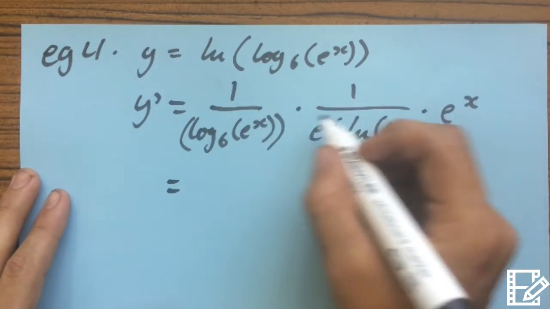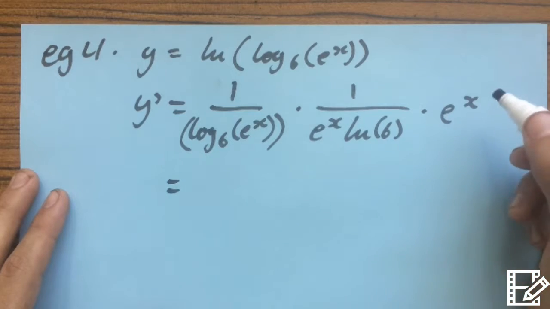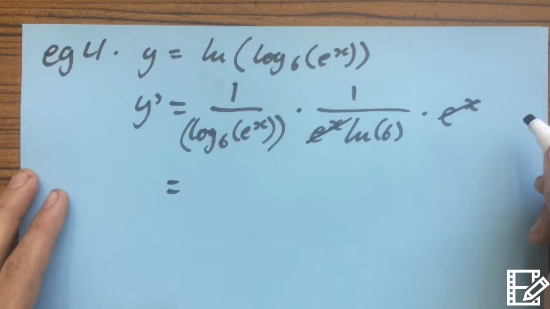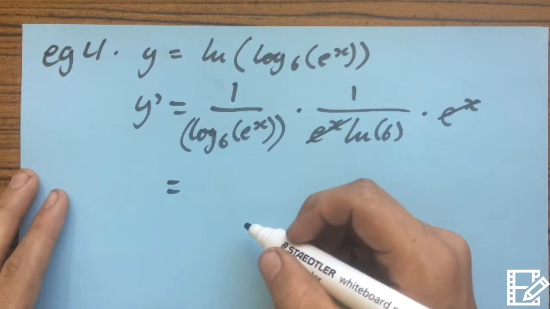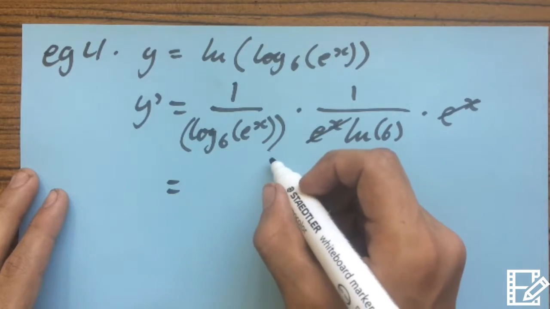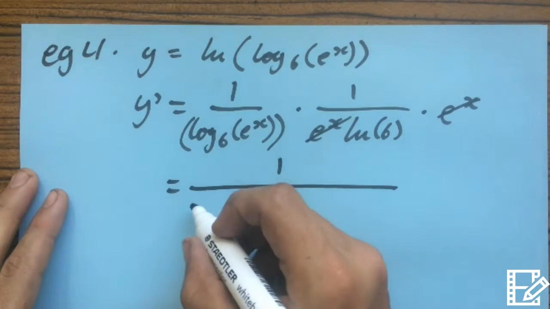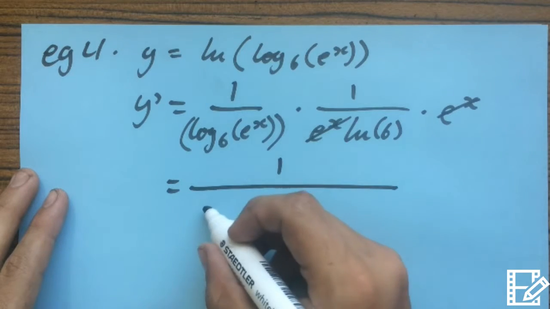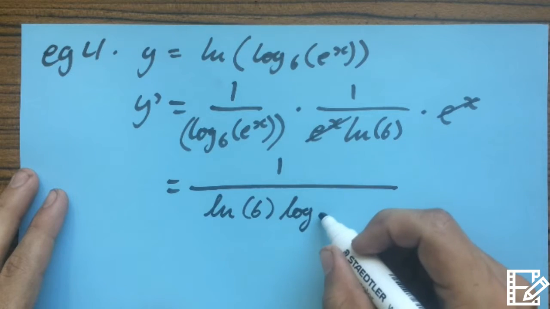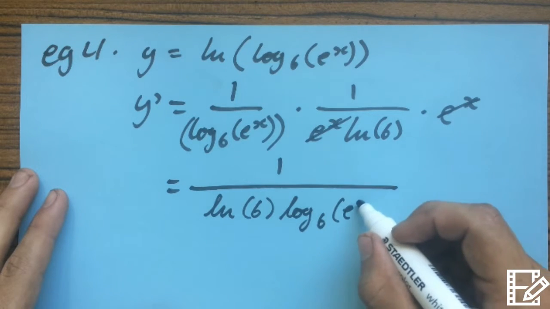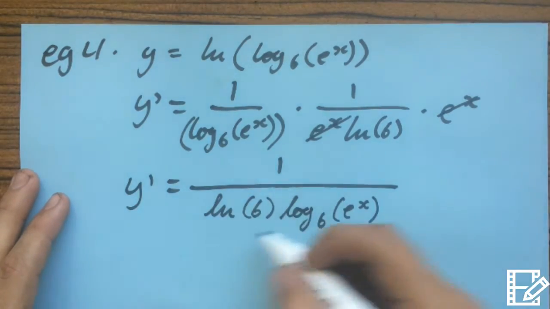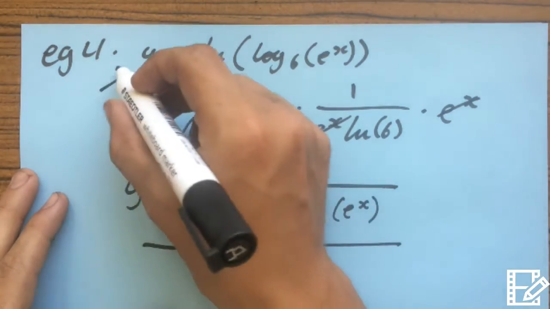Now, because we're multiplying this all together, we can cancel out the e to the x and cancel out this e to the x because it's multiplied. Therefore, if we rewrite this, we end up with 1 all over ln 6 times log to the base of 6, e to the x. And that is the first derivative of that.